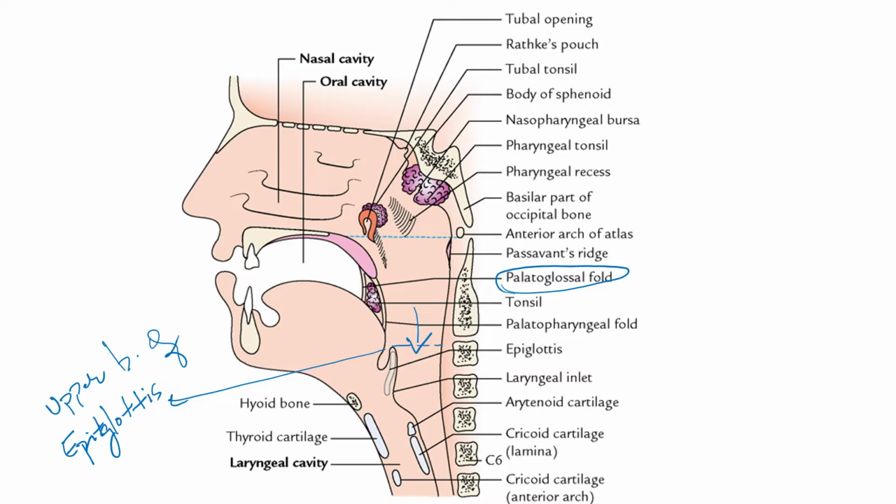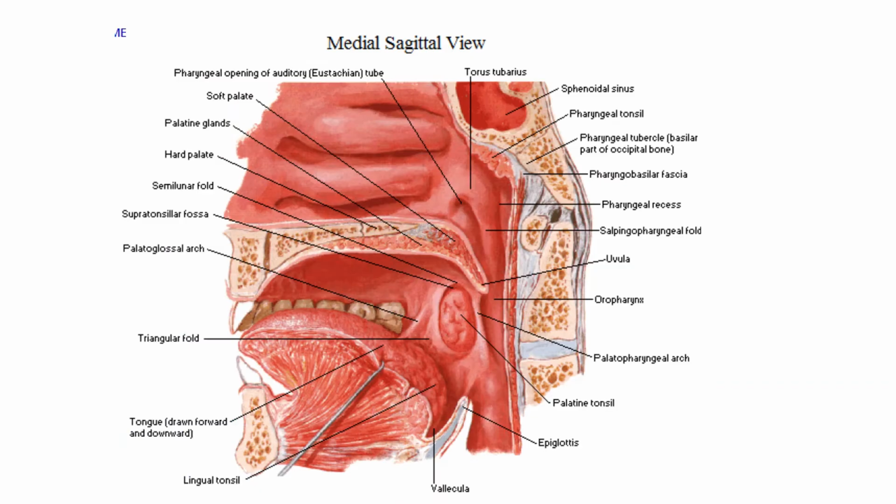On either side, the lateral wall of the oropharynx is bounded by the tonsillar fossa. This picture shows in detail the lateral wall of the oropharynx. As we can see here, this is the area representing the lateral wall of the oropharynx, which is formed by the tonsillar fossa, as shown here.